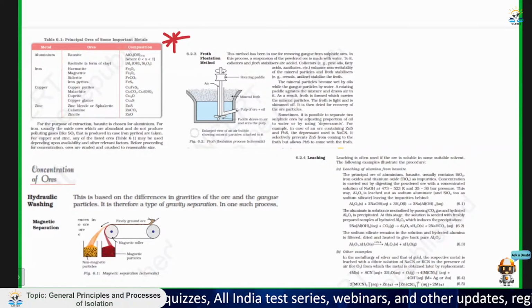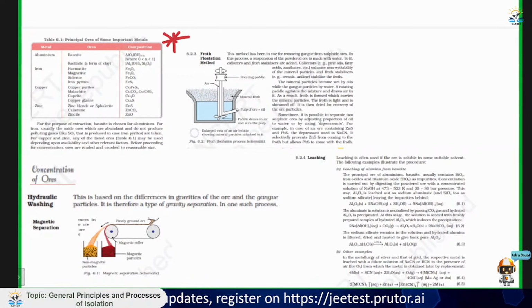ఇక్కడ వేరే ఎగ్జాంపుల్ ఇచ్చారు. My bad. ZnS and PbS ఎగ్జాంపుల్ ఇచ్చారు. When you're purifying an ore of ZnS and PbS, the depressant NaCN essentially forms a complex with zinc. Zinc and cyanide form a complex, it's going to stay in the water and you get your PbS in the froth form.